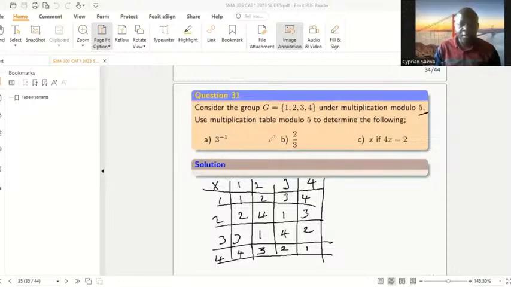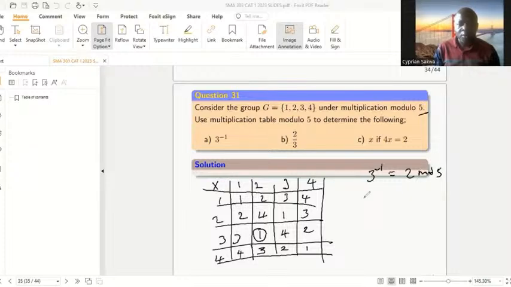Let's find the inverse of 3 using the table. So the inverse of 3 is that number which, when multiplied by 3, gives us 1. The number which, when multiplied by 3, gives us 1 is 2. If you want, you can say mod 5.